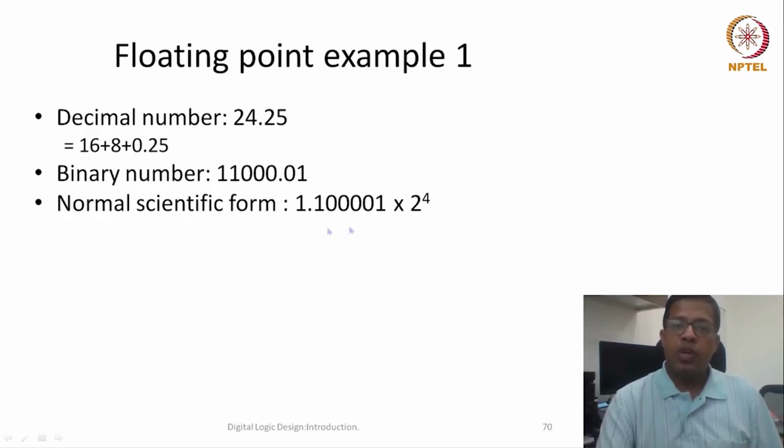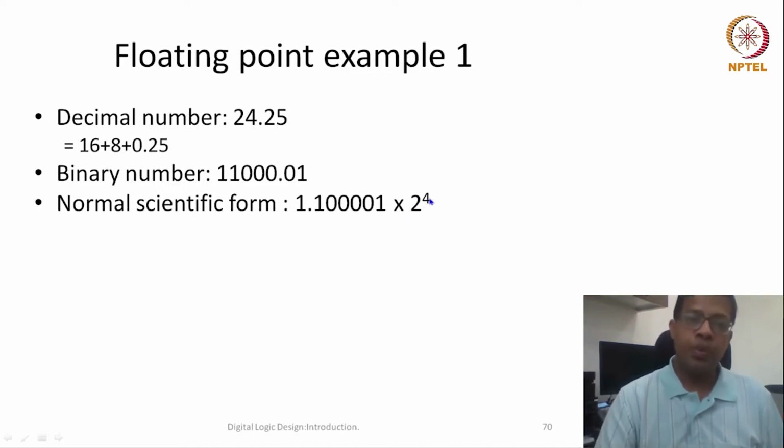So if I want to write in this form, then I need to calculate what is the 2's power, what is the exponent value. So 1, 2, 3, 4. That means I can write this whole number as 1 point. I can push this decimal point to this place: 1.100001, and 2 is to the power 4.